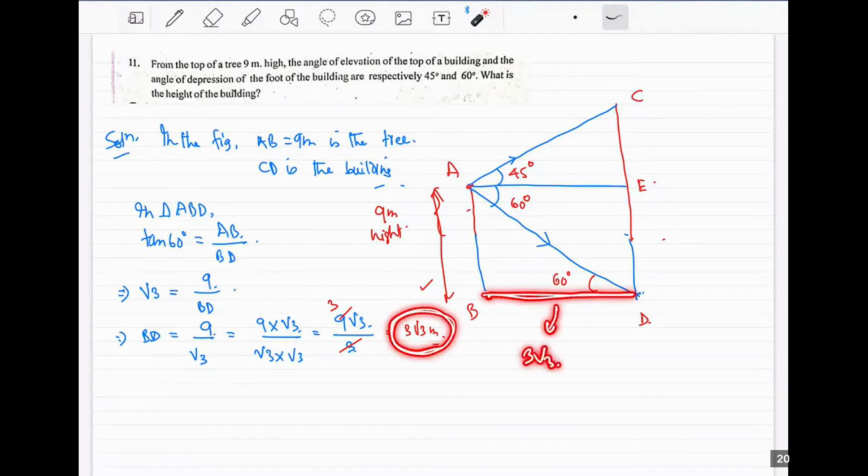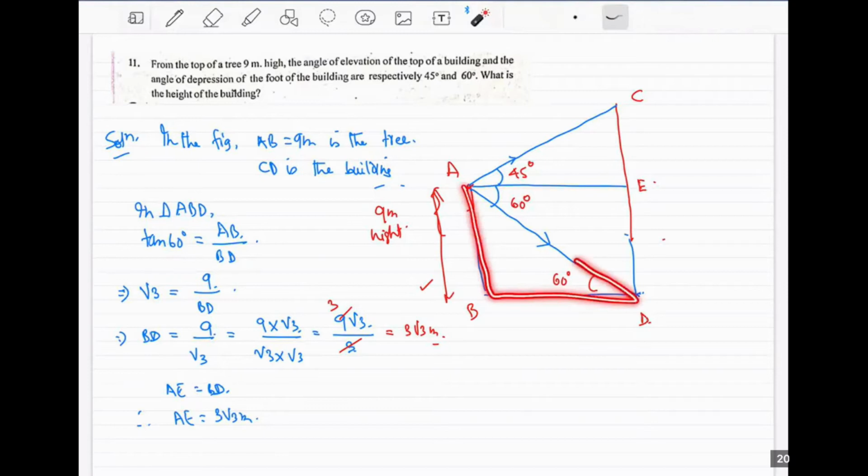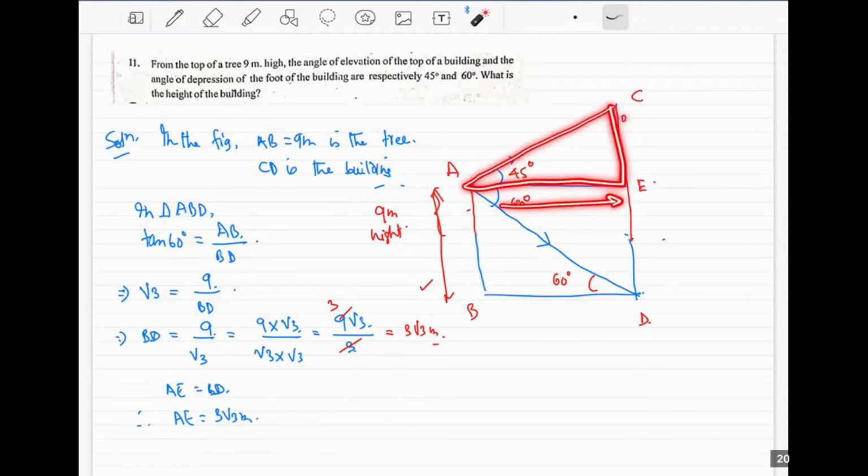If this is 3 root 3 meter, then the same thing, AE will also be 3 root 3 meter. So you mentioned here, therefore, AE is equal to BD. Therefore, AE is equal to how much? 3 root 3 meter. Okay, now come to the triangle above. We have taken this triangle down here already, right? You come to this triangle above right here. How long is this? This is 3 root 3. What's our goal? Our goal is to find out CE.